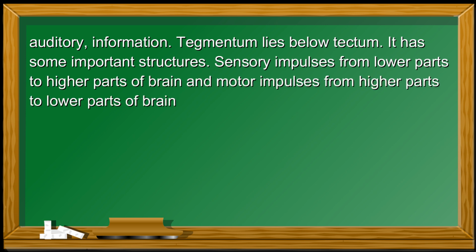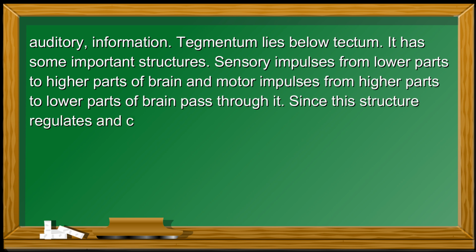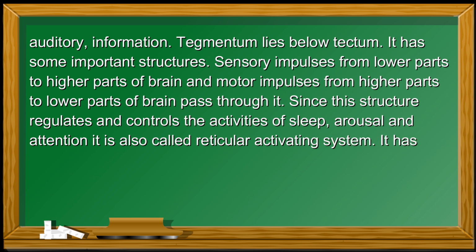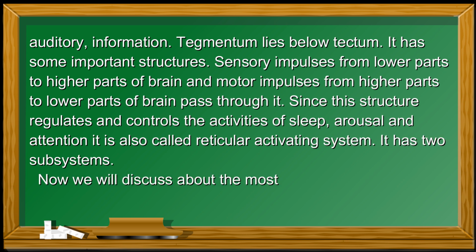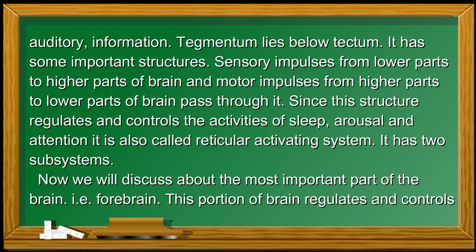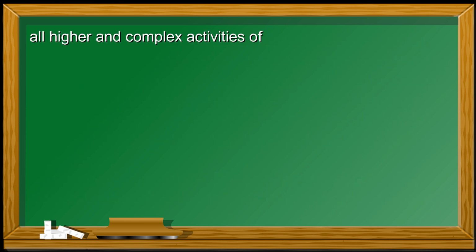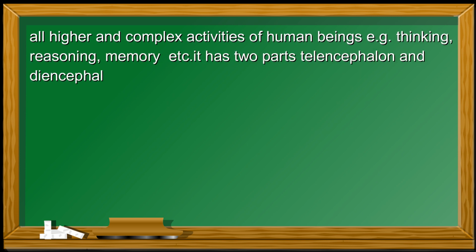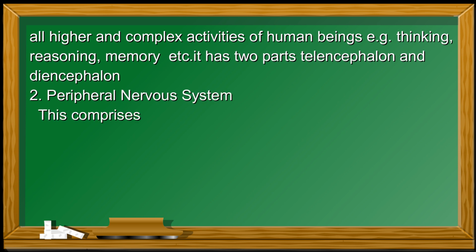Sensory impulses from lower parts to higher parts of the brain and motor impulses from higher parts to lower parts of the brain pass through it. Since this structure regulates and controls the activities of sleep, arousal and attention, it is also called the reticular activating system. It has two subsystems. Now we will discuss the most important part of the brain, i.e. forebrain. This portion of the brain regulates and controls all higher and complex activities of human beings, e.g. thinking, reasoning, memory, etc. It has two parts, telencephalon and diencephalon.